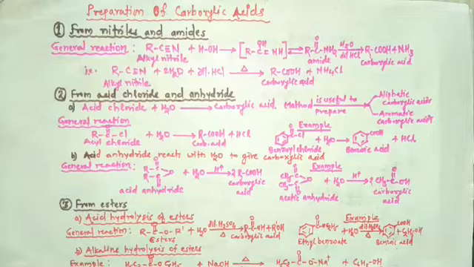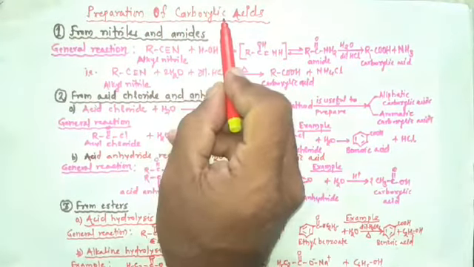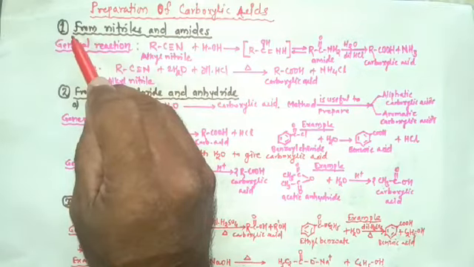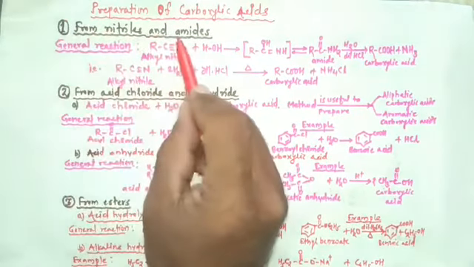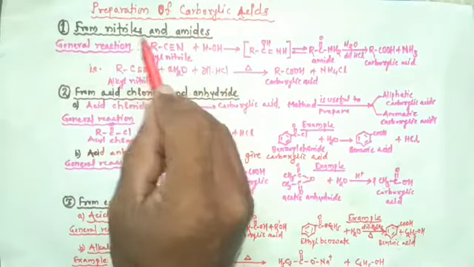In the last lecture, we studied various preparation methods of aldehydes and ketones. Today, we are going to study the next article, that is preparation of carboxylic acids. So let's study various preparation methods of carboxylic acids. The first method is from nitriles and amides. Carboxylic acids can be prepared from nitriles and amides.